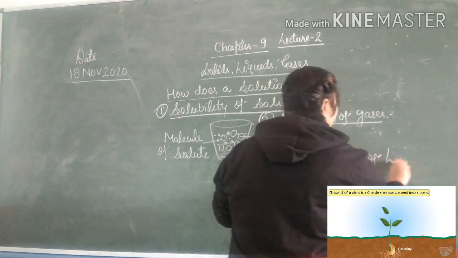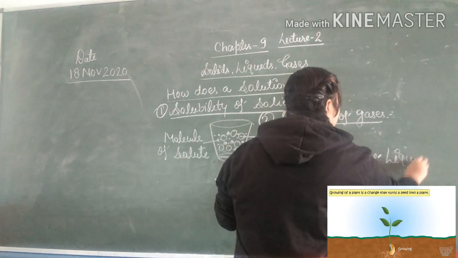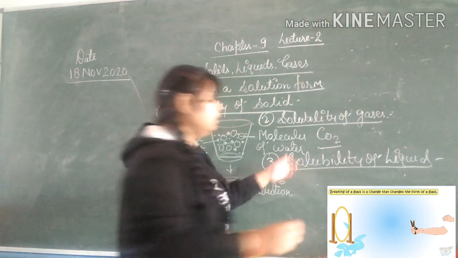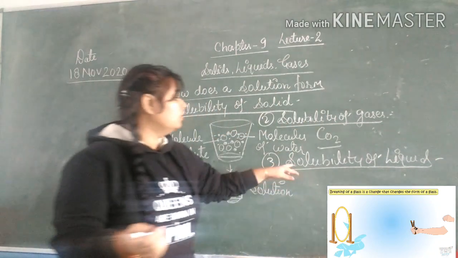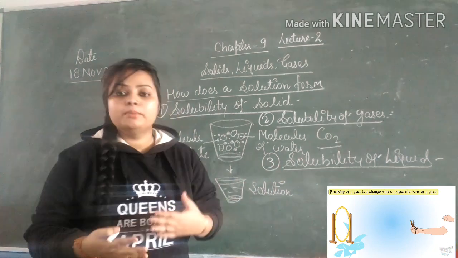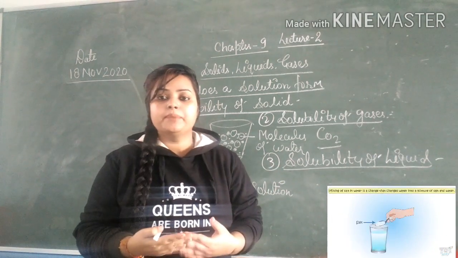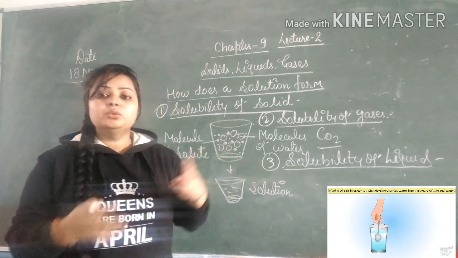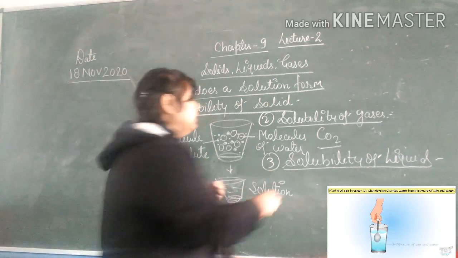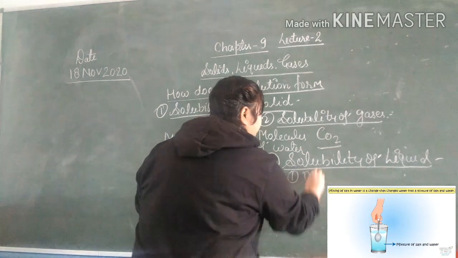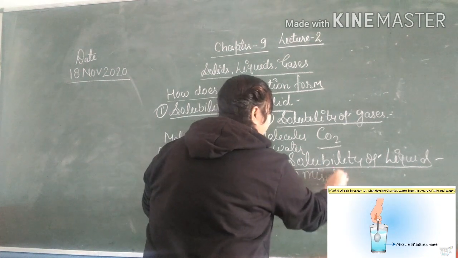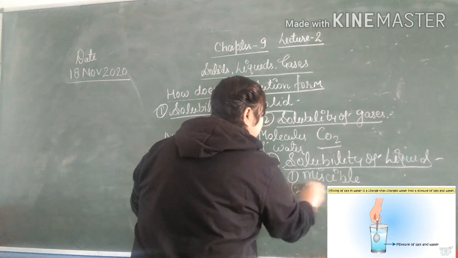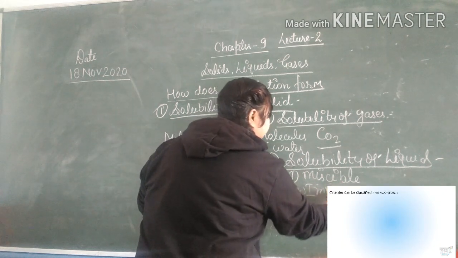The next topic, the third heading, is solubility of liquids. Solubility of liquids means how liquids dissolve in a liquid. There are two terms: first is miscible and second is immiscible.